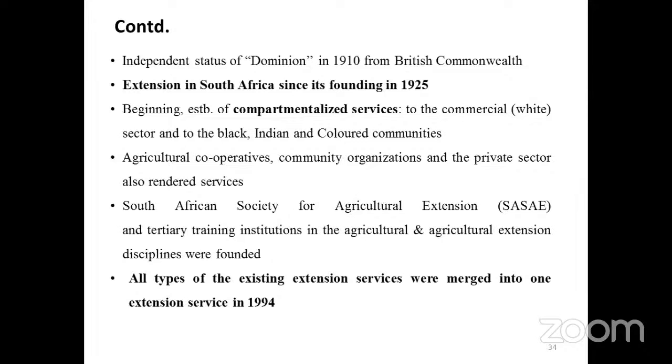Here you can see they had these compartmentalized services. This you can remember, and this is very easy to remember because they had a separate service for whites and a separate one for black, Indian, or colored communities. So they had these compartmentalized services. Then in 1994, all these services were merged into one extension service.